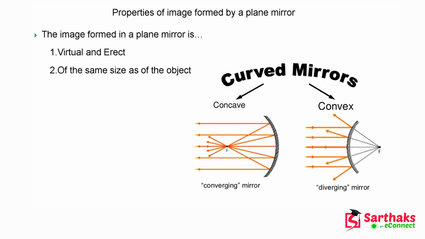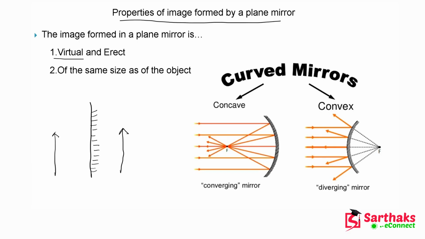So in this slide we will be studying the properties of the image formed by a plane mirror. Again, let's draw that diagram. This is your plane mirror, this is you standing in front of a mirror, this is your image. Now this image is virtual, as I already told you in the previous slide.